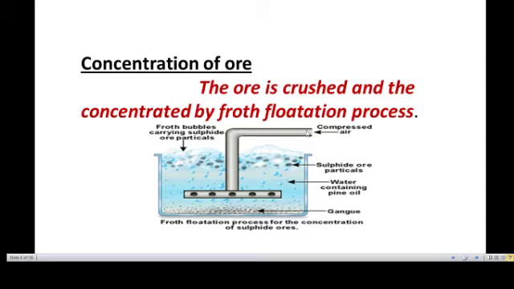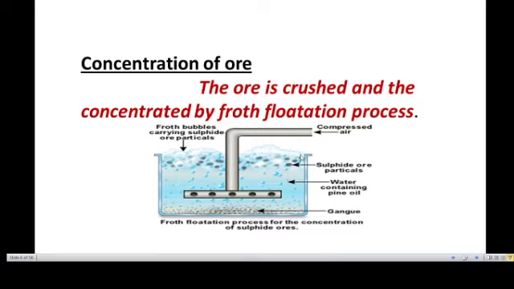The first one is concentration of ore. The ore is crushed and concentrated by the froth flotation process. The ore of copper is crushed and converted into small pieces, and oil is added. It then undergoes the process of froth flotation. The froth bubbles carry the sulfide ore. The sulfide ores are separated and float on the surface here.